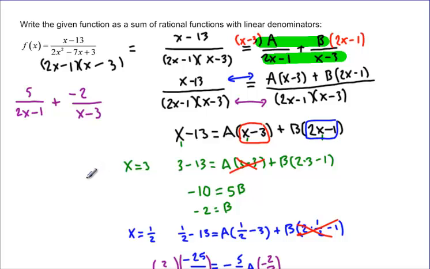Now, most books won't show you this as their answer. What they will show you is they will move that negative from the 2 in between the fractions. And so this is how you would work out a partial fraction decomposition.